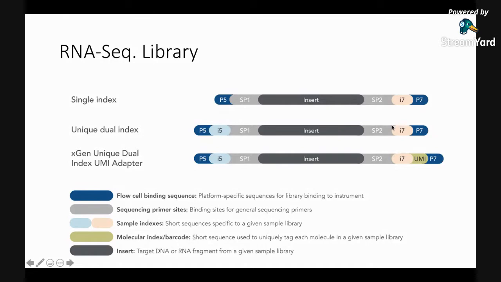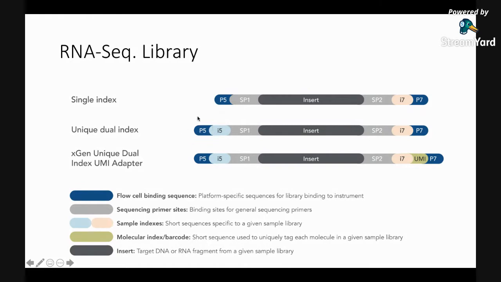Yeah, dual indexing does not mean that you do paired end sequencing. Yeah, that will come later. You can do dual indexing but single end sequencing. Dual indexing just means that you have added a barcode on both sides of the cDNA. Yeah, that is dual indexing. So the combination of I5 and I7 provides you with the sample information.